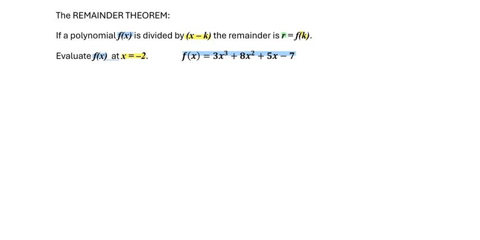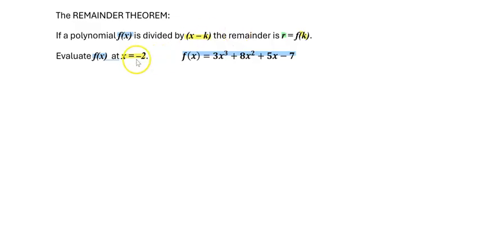The remainder theorem says if a polynomial f of x is divided by x minus k, the remainder is r, which is equivalent to f of k. So if it's x minus a number, then if we evaluate the polynomial at that number, we're going to get an answer, and that answer would also be the remainder of long division or synthetic division if I were to divide the f of x by x minus k.